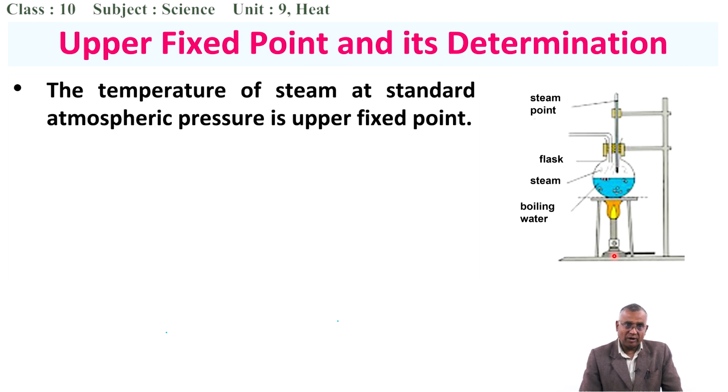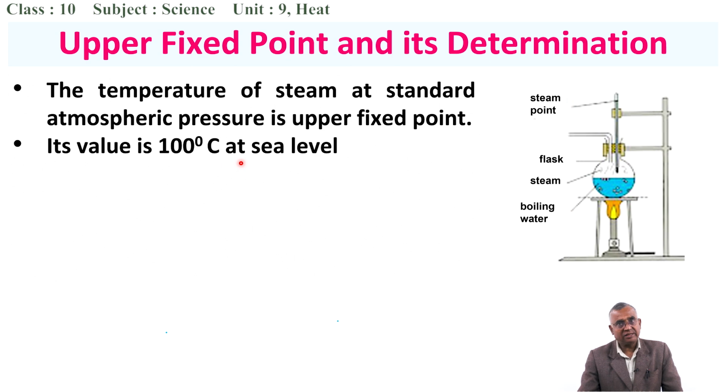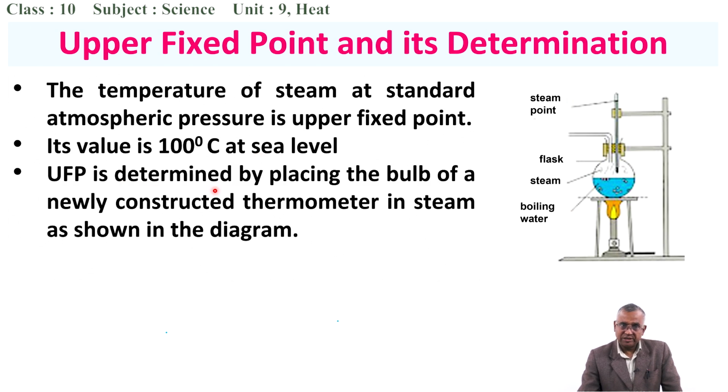Other things are clear in the diagram. So, what is upper fixed point? The temperature of steam at standard atmospheric pressure or at sea level is the upper fixed point. Its value is 100 degrees Celsius at sea level. Yes, we have found near about 100, slightly less. Upper fixed point is determined by placing the bulb of a newly constructed thermometer in steam as shown in the diagram. Already the condition is explained.